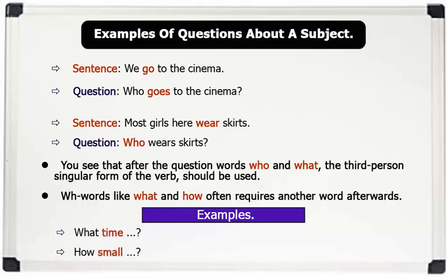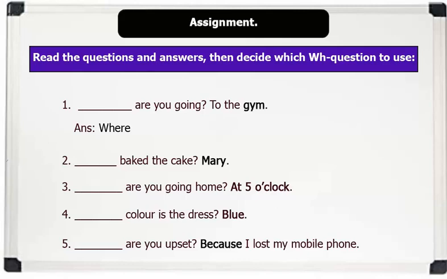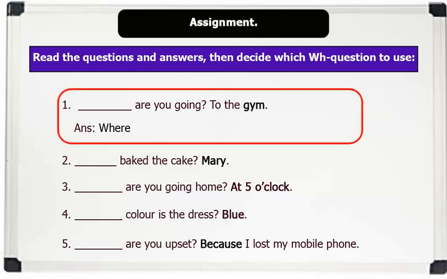Let's go over to assignment. Assignment. You can pause the video and write out these sentences in your notebook. Read the questions and answers, then decide which WH question to use. One has been done for you. Let us go over to choice questions.